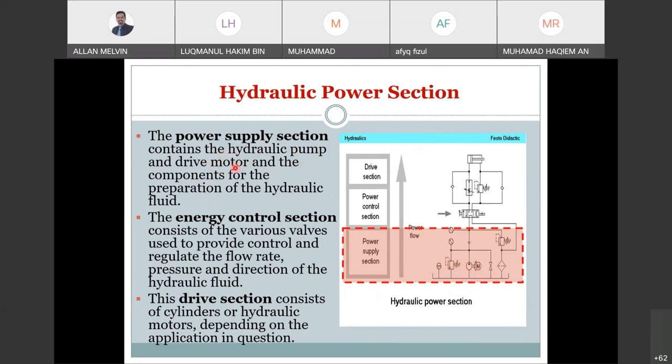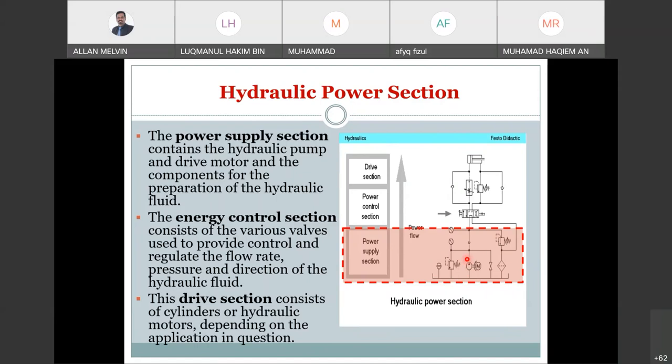Okay. Hydraulic pump and drive motor. So you have a motor. It's all this section. And here also you have all the filters, so everything is similar to pneumatic. Okay, just for hydraulic, you are using a pump, you are not using a compressor.